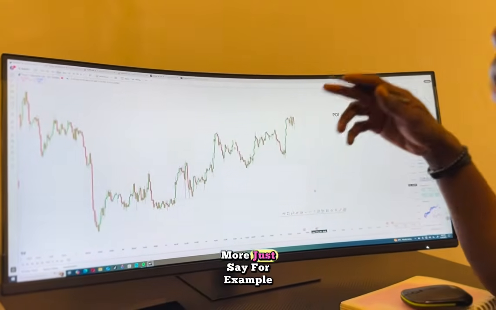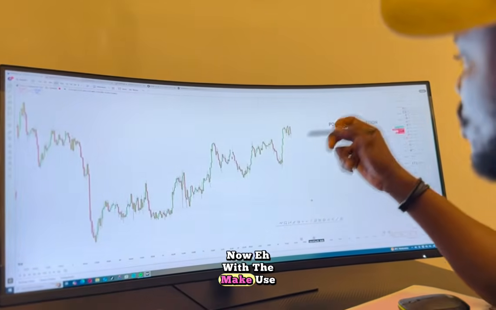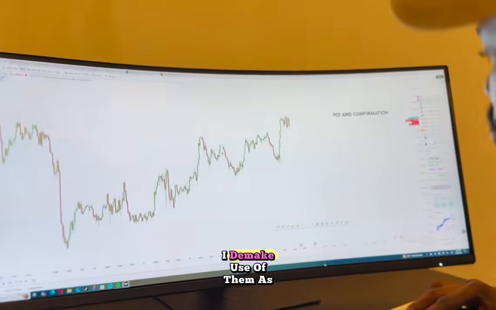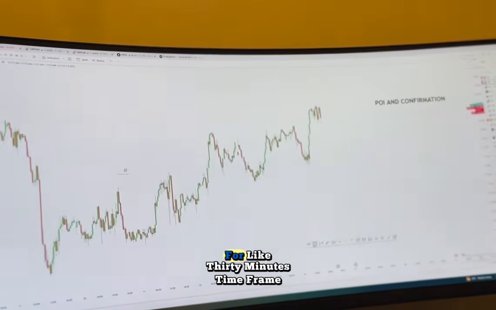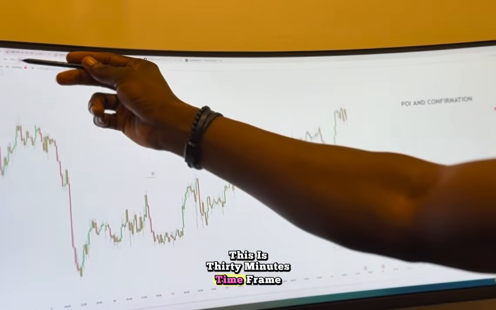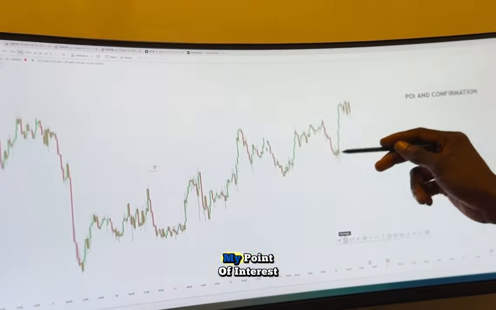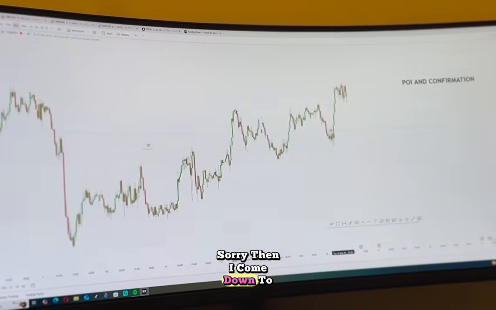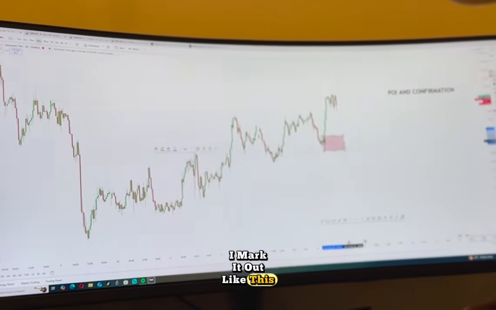Now, talking about your point of interest and confirmation. We'll just say, for example, now, we dey make use of this particular zone. You see this particular zone, this bearish candle. I dey make use of them as my demand candle for like 30 minutes time frame. This is 30 minutes time frame, abi. Means I want to mark out this my point of interest on 30 minutes time frame. Then I come down to this place now. I mark it out like this.